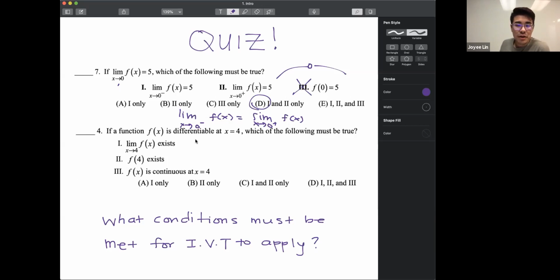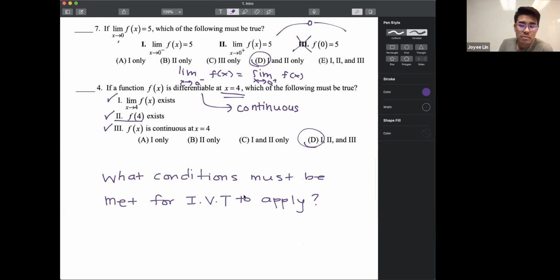Okay, for number 4, if a function is differentiable, remember we talked about last time that if something is differentiable, then it is implied that it is continuous as well. So if something is continuous, then 1, the limit does exist. 2, if something is continuous, then the point also exists at that value. And then 3 is obviously true, I just showed you because we said differentiable implies continuity. So then we have D.